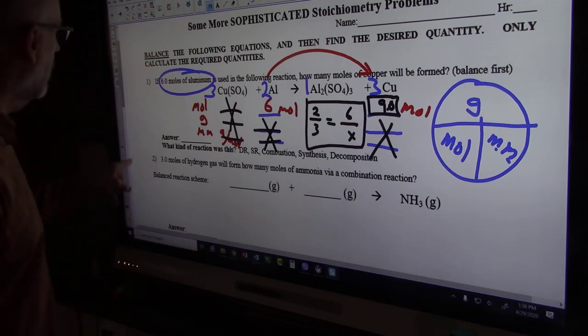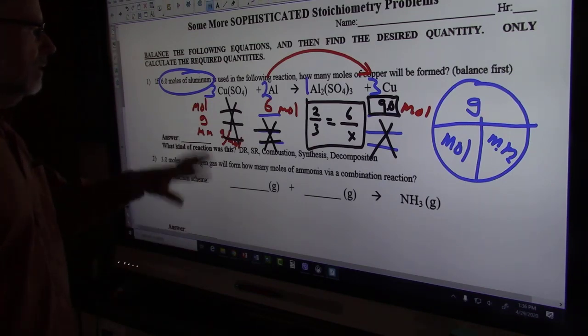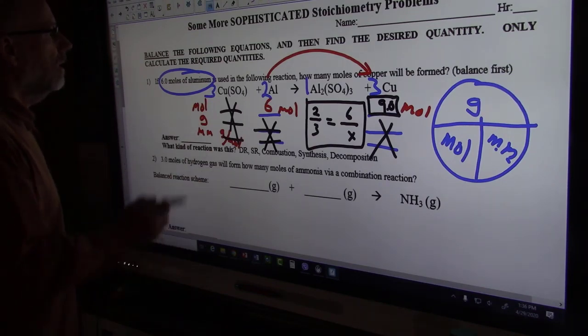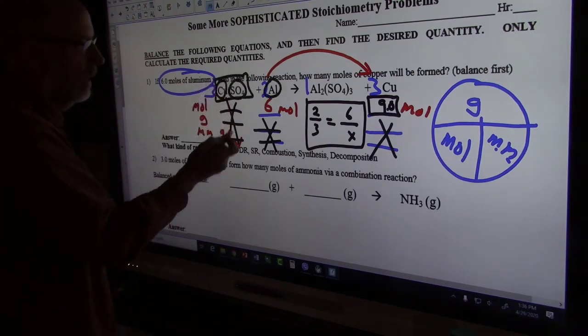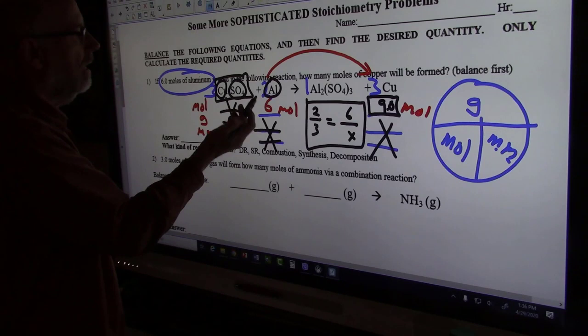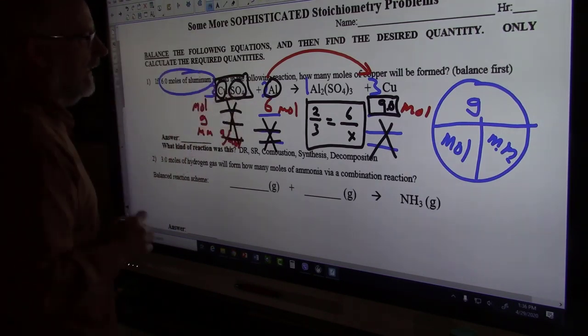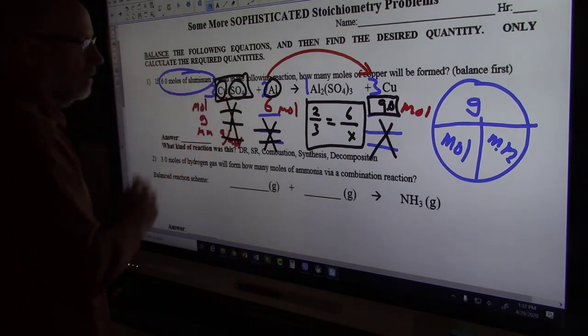Oh, we're not done. What kind of reaction was this? Double replacement, single replacement, combustion? Well, let's see. We had a cation and an anion, and then along comes another metal and says, hey, let me dance here. Does aluminum actually beat copper?